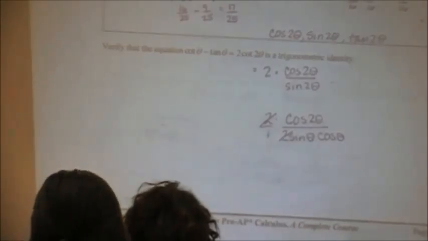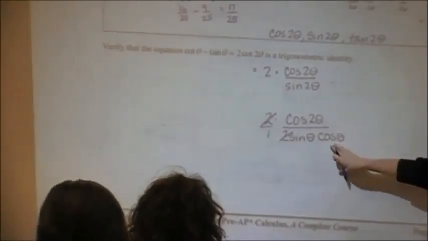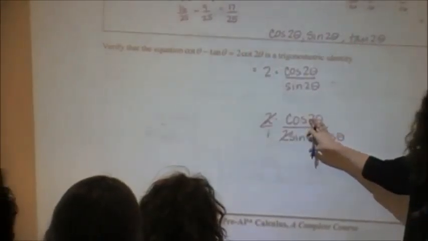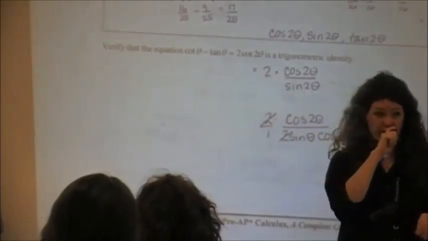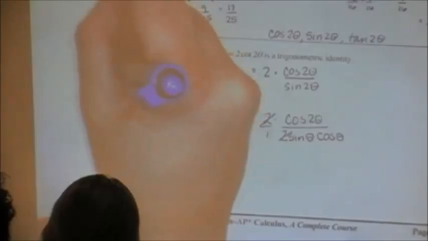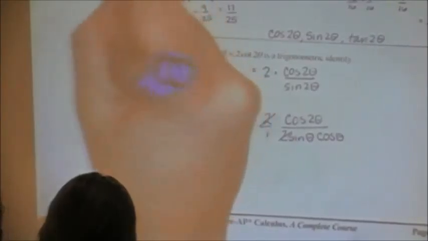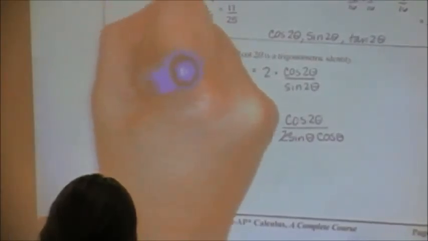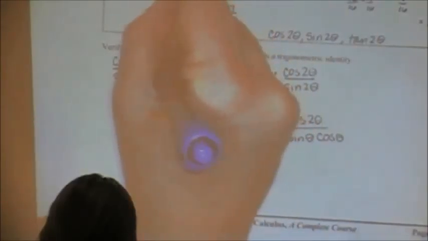Alright, now at this point, I don't think there's anything else I can do until I figure out what I need to do with cosine. So I need to work on my other side first. So make cotangent cosine over sine. Yes, make cotangent cosine over sine. Minus tangent, which is sine over cosine.